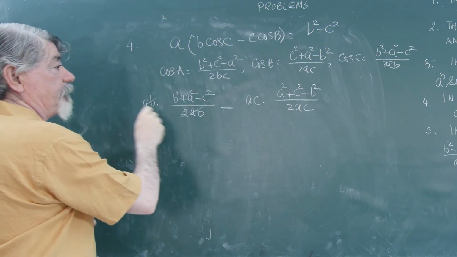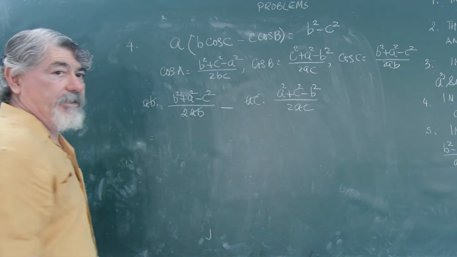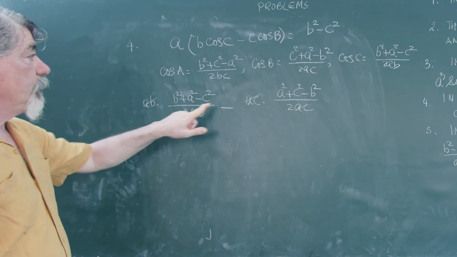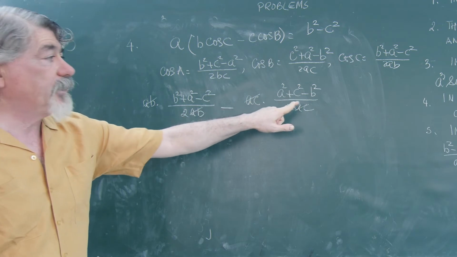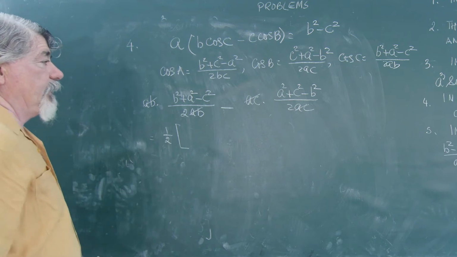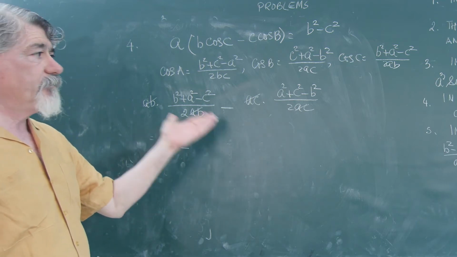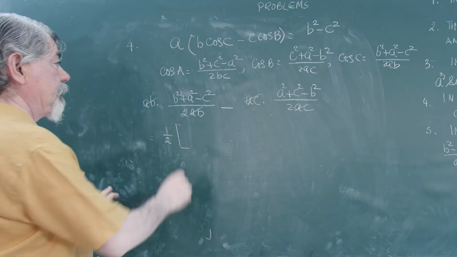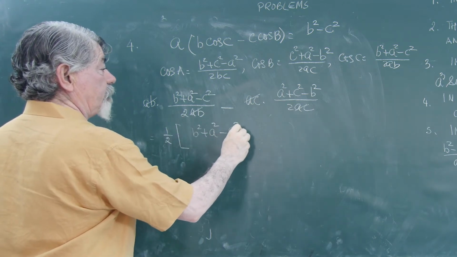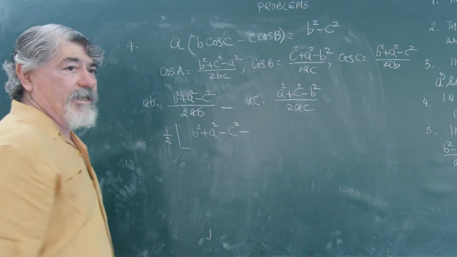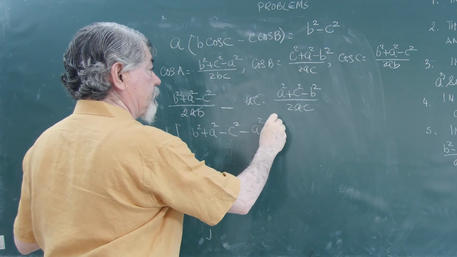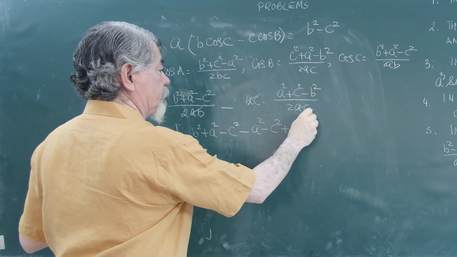ab will cancel with ab, ac will cancel with ac. What do I get? b square plus a square minus c square upon 2, minus a square plus c square minus b square upon 2. I can take out 1 upon 2 common outside, you can take 2 LCM, doesn't matter. It will become b square plus a square minus c square. Minus sign is there, so all the signs of this will change: minus a square minus c square plus b square.